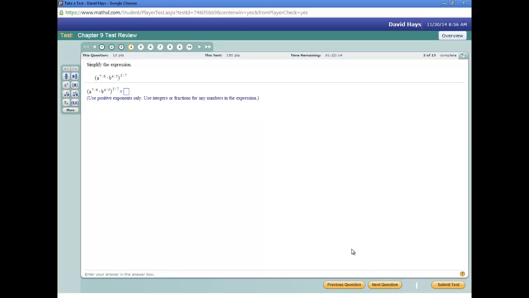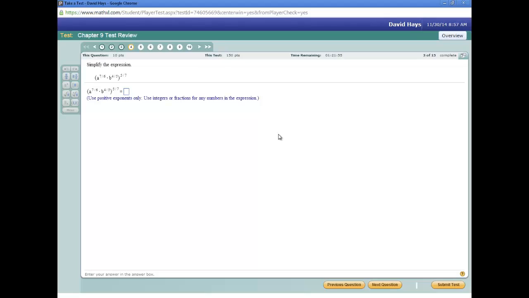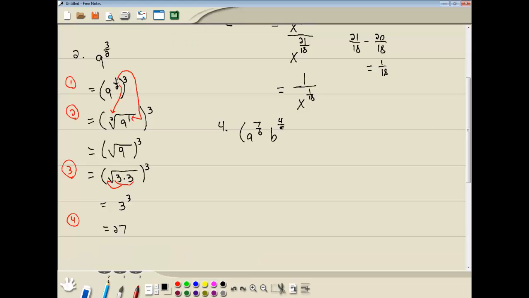And next question. Simplify, and we got this. Okay. As much as possible, I'll try to do these using the order of operations. Sometimes it's tempting to ignore those. So I got a to the 7/6, b to the 4/5, raised to the 5/7 power. Well, order of operations says do what's inside the parentheses first. Well, there's nothing to do inside the parentheses. We got a to a power times b to a power. We can't do anything there. There's no negative exponents. Nothing to simplify.